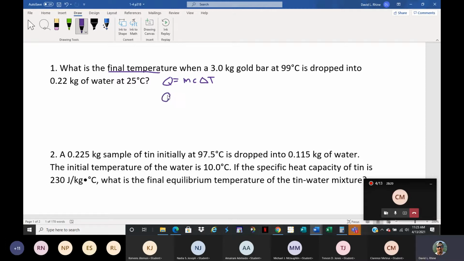So Q, which is my mass and my... I should have... okay. I don't think they're giving me enough information here because I need my energy. What is the final temperature when 3 kilograms of gold... Oh, okay. So I've got my change in temperature. So I just got to, okay.